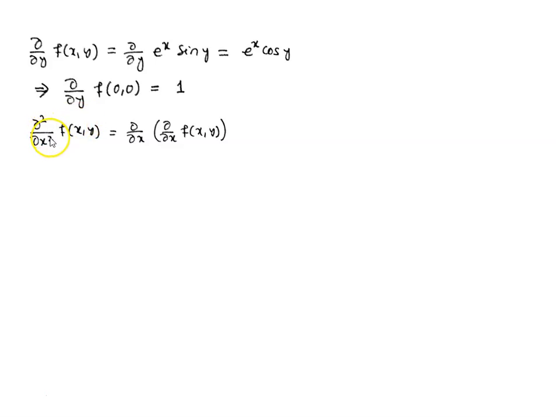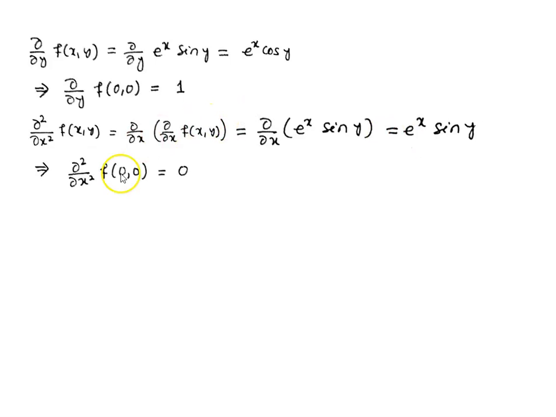Similarly, the second order partial derivative with respect to x, ∂²/∂x² f(x,y), is ∂/∂x of ∂f/∂x, and ∂f/∂x we have e raised to the power of x sin y. Now differentiating this with respect to x, we have e raised to the power of x sin y. Now at the point (0,0), this second order derivative becomes 0, because by replacing x and y with 0, 0, we have 0.